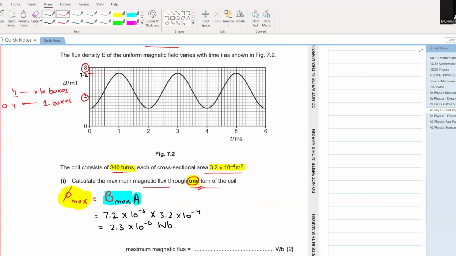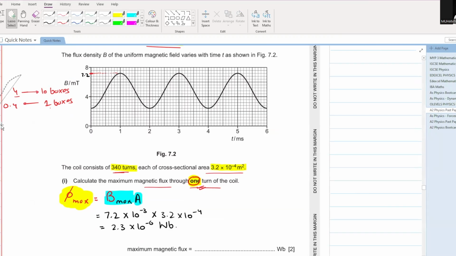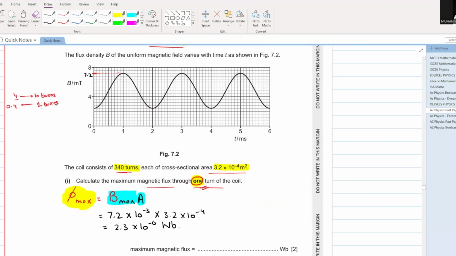If you observe this graph, this graph is what? This graph is for B versus t. If I calculate the gradient of this graph, it will be what? Change in y over change in x. What is on the y-axis? Change in B over change in t. This will be your gradient. Now, if you want this value to be maximum, you will want your gradient to be maximum.